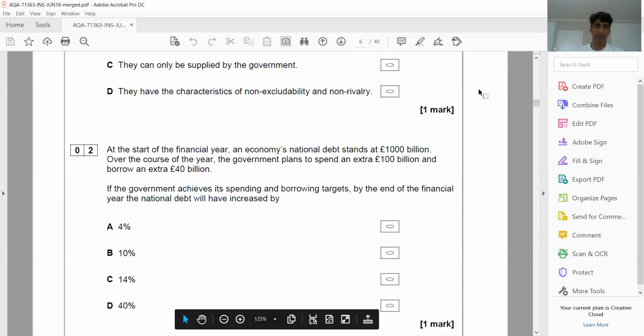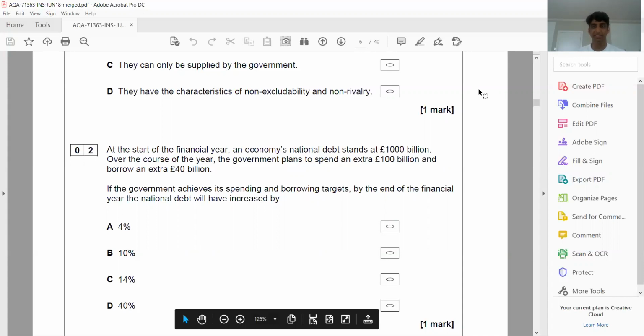At the start of the financial year, an economy's national debt stands at 1,000 billion. The national debt refers to all debt still outstanding, so money that the government still owes. That is debt that might have been issued 30 years ago or 50 years ago or 10 years ago, it doesn't matter. Any debt that you still owe and needs to be paid back, that stands at 1,000 billion.